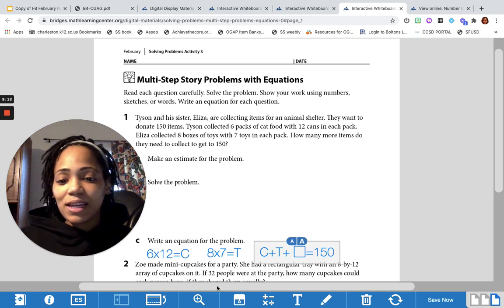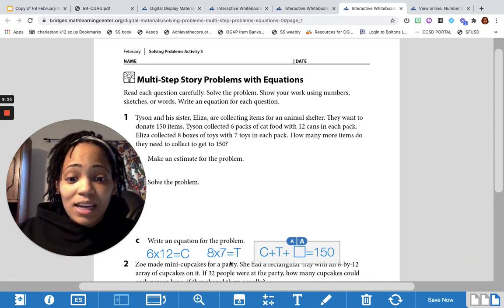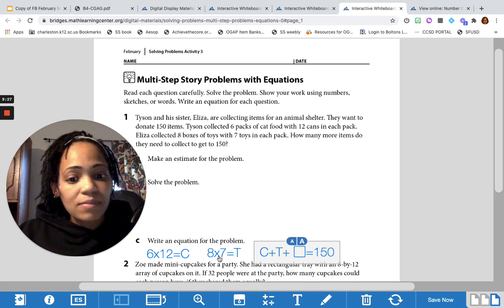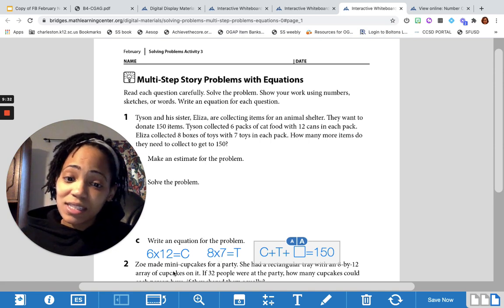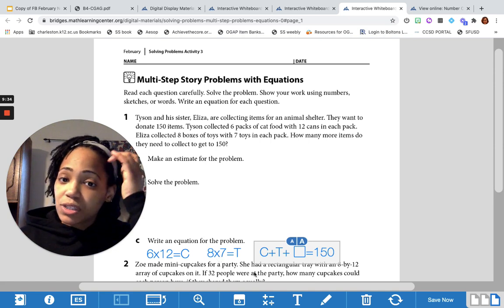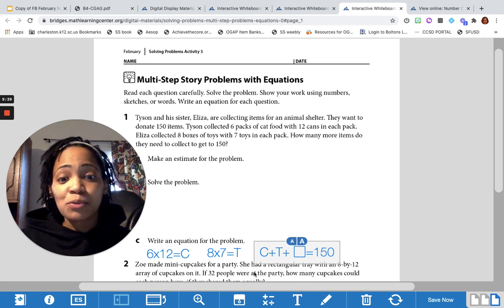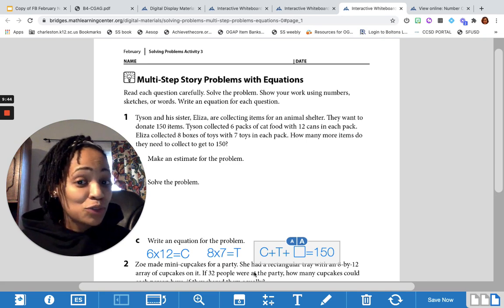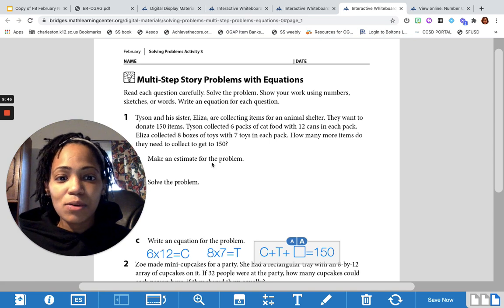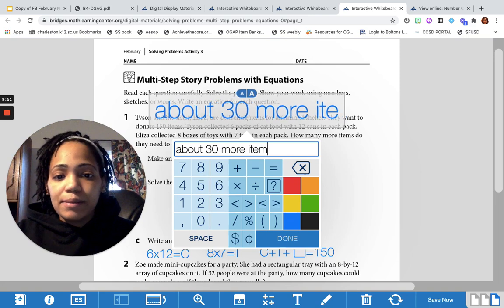Estimate. We can estimate 6 times 12, even though we probably know the answer to that. Will be about 60, okay? 8 times 7, maybe we just know 8 times 7 is 56. So we have 60 and 56, which is 116, so really close to 120 if we were rounding. And 150 minus 120 is about 30. So our estimate could be about 30 more items.